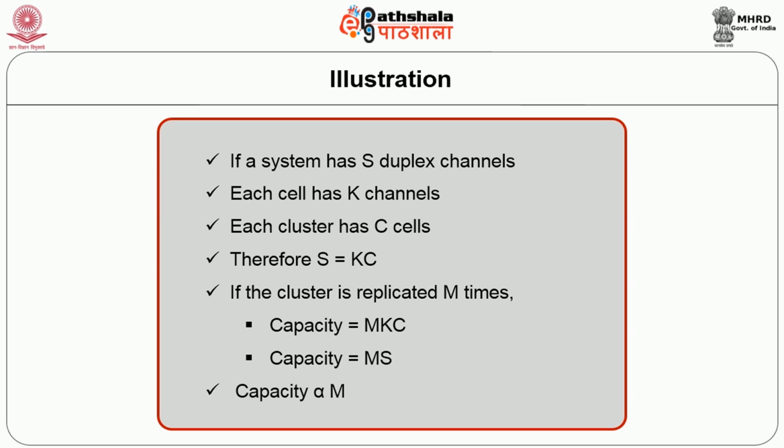Okay. So, we will find how the capacity is changed. Now, if this cluster is replicated M times, the capacity will be increased M times. So, capacity is given by MS. The number of channels was only S, but the number of replications of that cluster has increased the capacity M-fold. So, if the number of channels and cluster size are fixed, capacity is directly proportional to the number of times the cluster is repeated in a fixed area. The total number of users which can communicate without interference is directly proportional to the number of times the cluster is repeated.